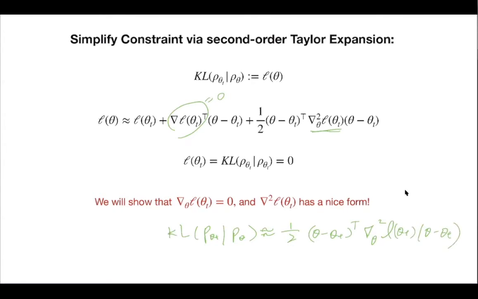Okay, because the zeroth order term is always 0, because KL between two same distributions is 0. And then surprisingly, we're going to show that the gradient of the KL measured at theta t is also going to be 0. All right, so the zeroth order term and the first order term just go away. And what we're left with is this nice quadratic term. Right, so that's what we're going to do. All right, any questions so far before we jump into the details?